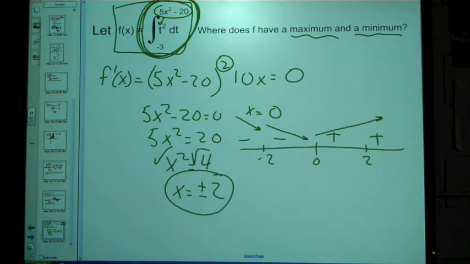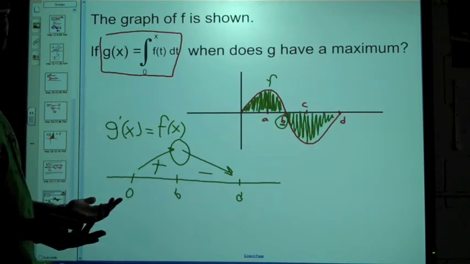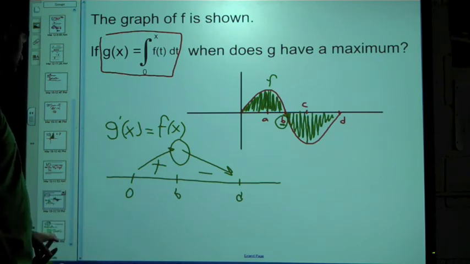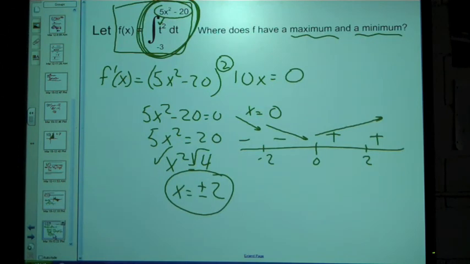All right, in this example, we have no idea what this graph looks like. In the last problem, we could look at the graph and see where we have the most area. That's pretty easy. Here, we don't have a graph, so we have to know the calculus.